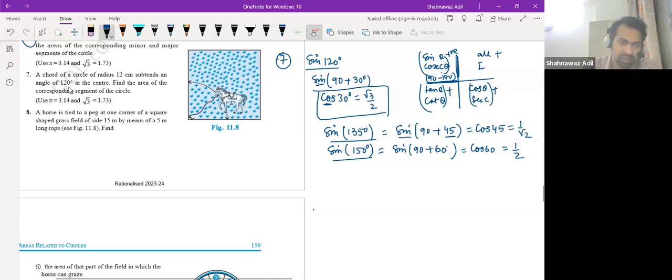Okay, now let us get back to this question. A chord of a circle of radius 12 centimeters subtends an angle of 120 degrees. This is not looking like 120, but you assume that it is. We have to find the area of the corresponding segment of the circle.